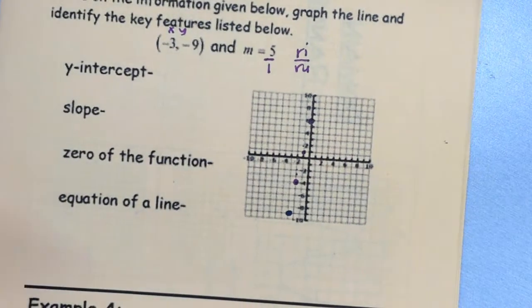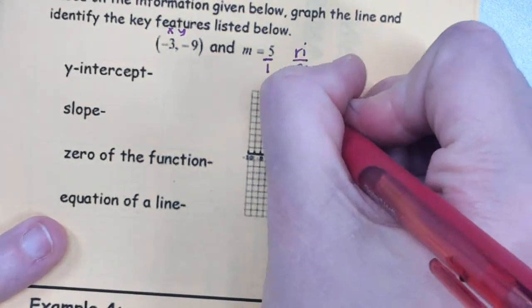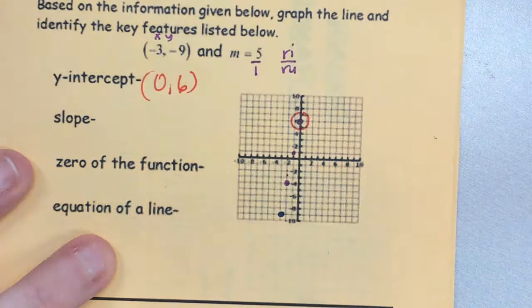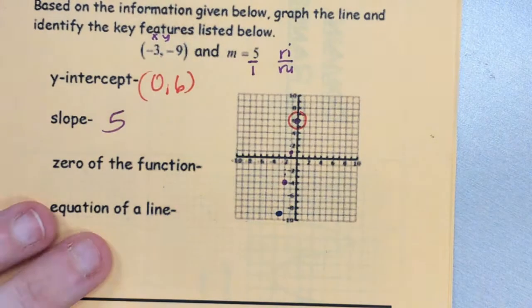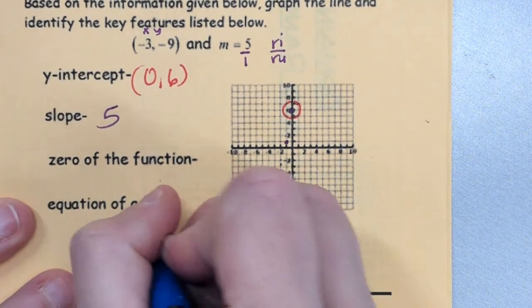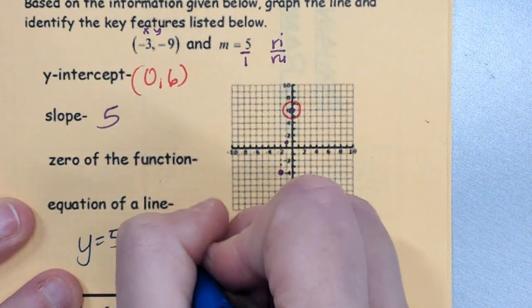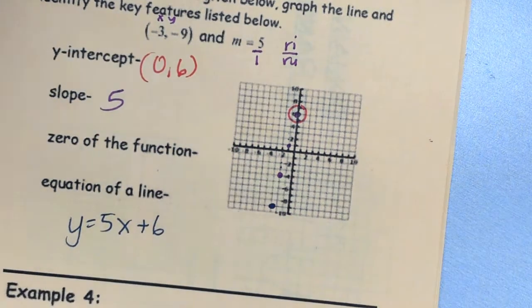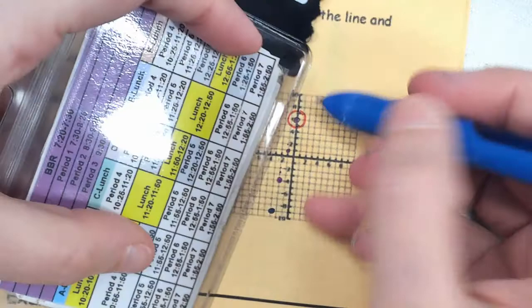Okay. Well, now I have my y-intercept at 0, 6. I already knew my slope was 5. Okay. And I can write my equation. Y equals 5x plus 6. All right. Now the 0 is tricky though, right? Let me connect this line and then we can talk about it. The 0 is tricky.